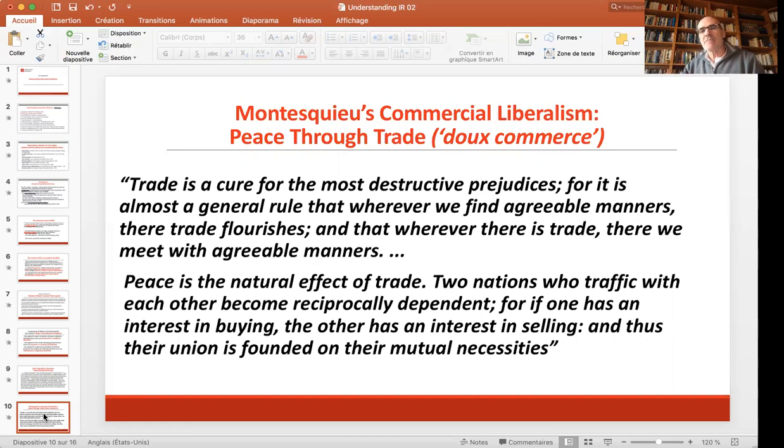So it would be irrational, it would be counterproductive for two nations that are economically, commercially interdependent. It would be foolish for them to go to war, because they would interrupt this trade, which has positive consequences for all the citizens. Look at the quote: peace is the natural effect of trade. Two nations who traffic with each other, who have trade with each other, traffic was the then existing term, become reciprocally dependent. Reciprocally dependent means interdependent. If one has an interest in buying, the other has an interest in selling, and vice versa. And thus their union is founded on their mutual necessities. So according to Montesquieu, trade automatically favors peace.